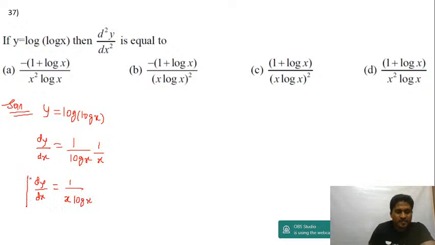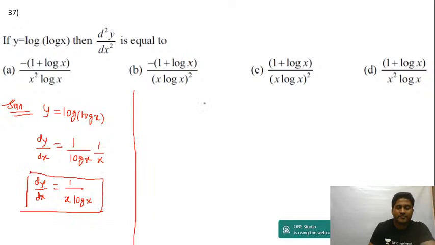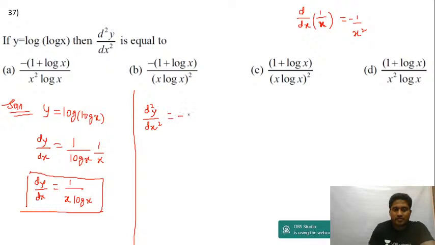Right, so this is dy by dx, guys. But I'm supposed to find the double derivative now. So if I differentiate once again, that is if I use chain rule, differentiation of 1 upon x is minus 1 by x square. So d square y by dx square is equal to minus 1 by x log x the whole square, and then d by dx of x log x. I'm just using chain rule, guys.